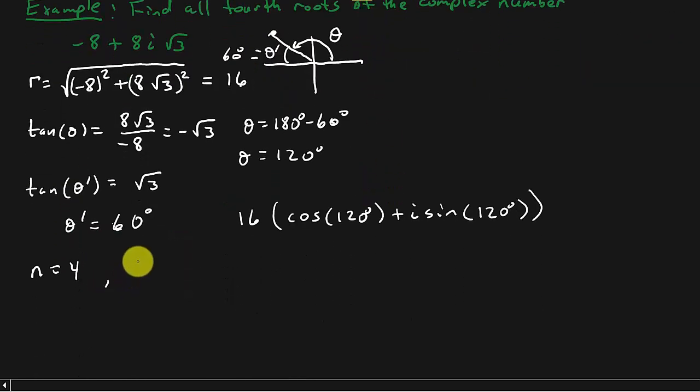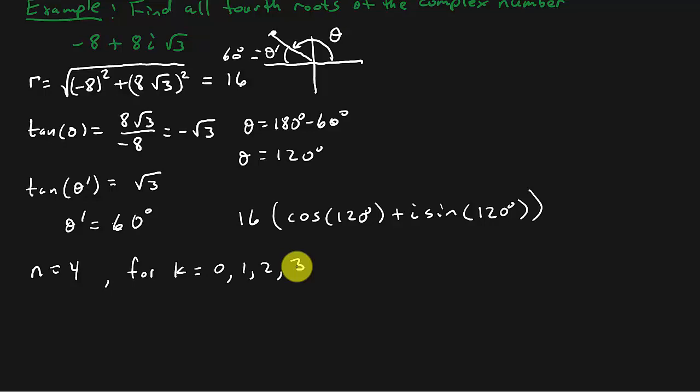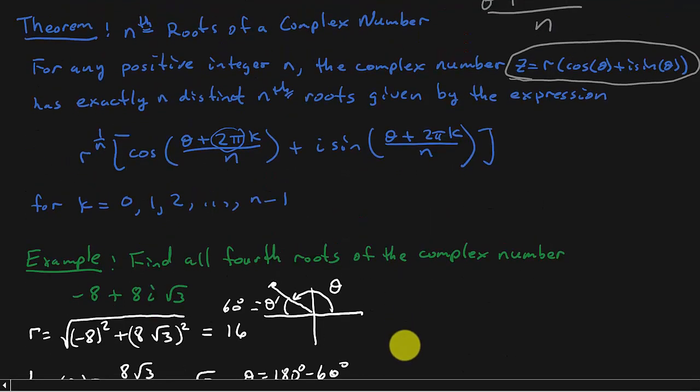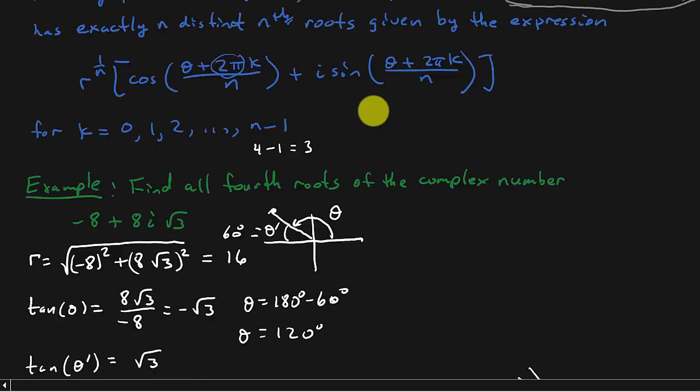And then we have k equals 0, 1, 2, 3. But how did you get that? Well, let's see. What does it say up here? k is equal to 0, 1, 2, all the way to n minus 1. So all the way to 4 minus 1, which equals 3. So k is 0, 1, 2, 3. That's how you get the k.